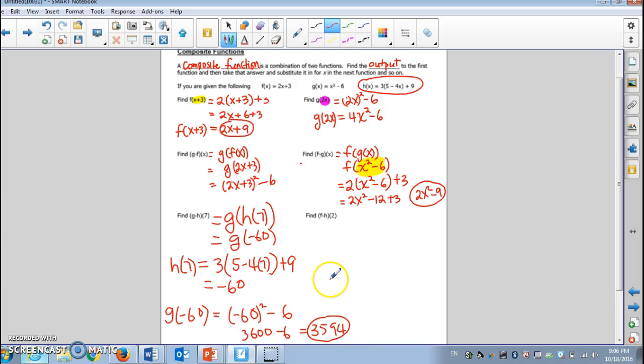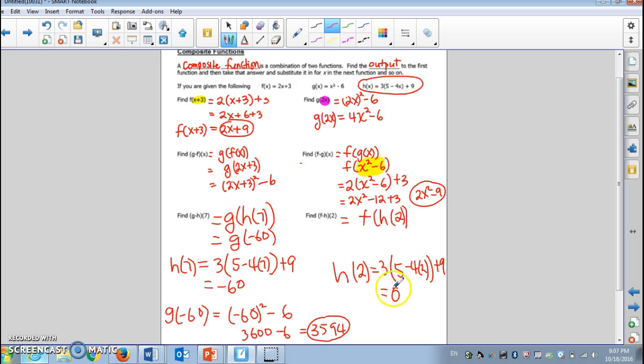Okay? Let's try the next one. So f of h of 2. As I told you, we always start from inside, so we have to figure out h of 2 first. So h of 2, everyone figure it out: 5 minus 4 times 2 plus 9. Please pause the video, figure it out, and check the answer. My answer was 0. So h of 2 was equal to 0.